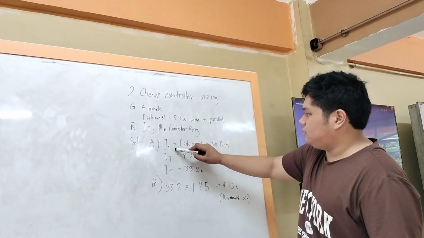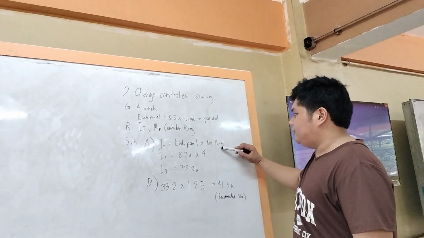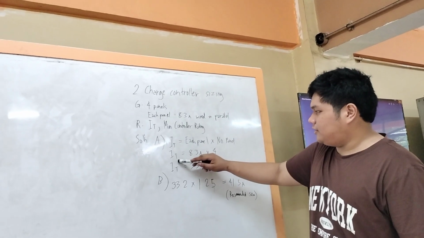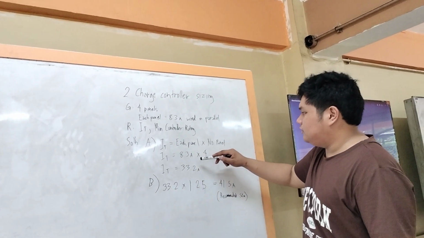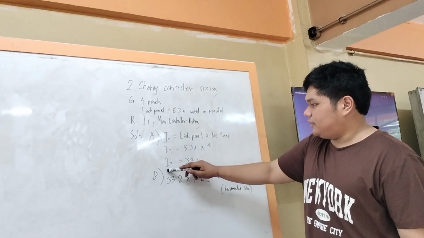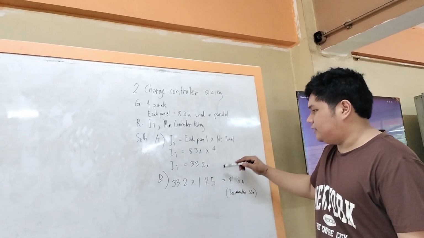Current total or IT is equals to each panel times the number of panel. So we have IT is equals to 8.3 ampere times 4. So we have IT is equals to 33.2 ampere.